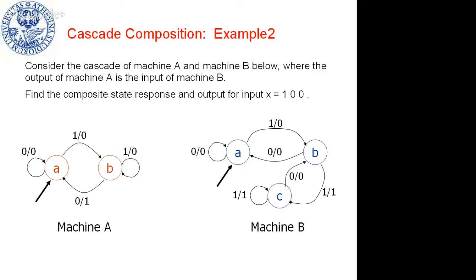And next from BC, if you have 0, you go to A, C. And if you have 1, you stay in B, B. Okay. Which is in a way kind of strange.